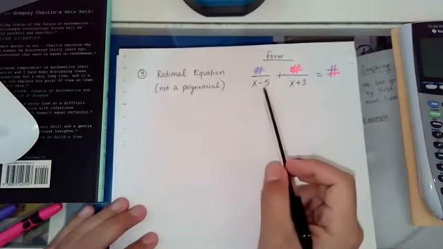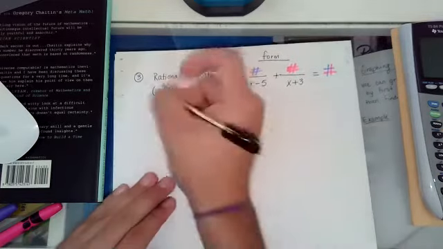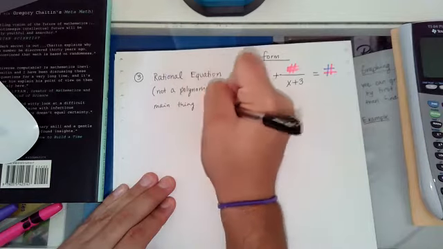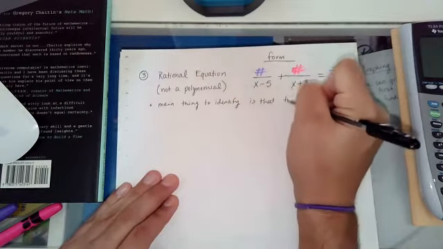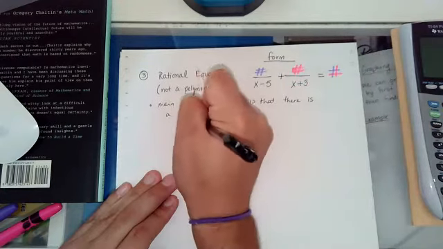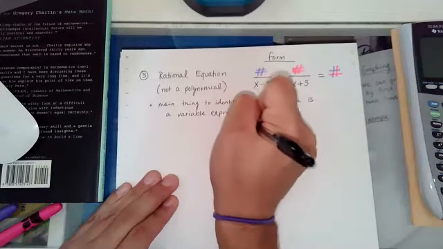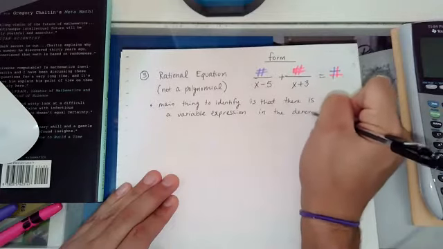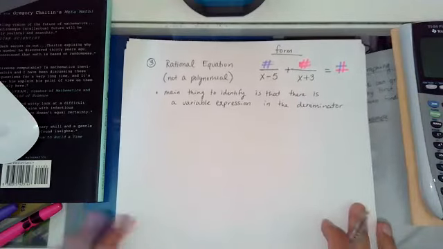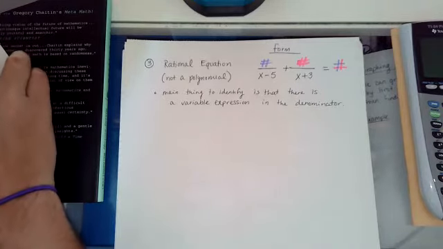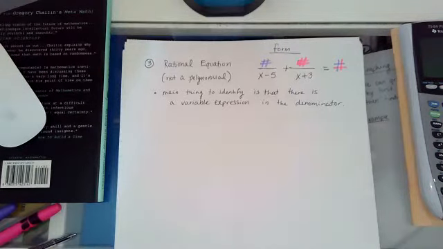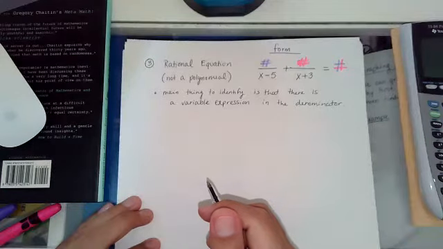So I'm trying to be very general with this because they're going to all look sort of different, but the main thing that identifies them, right, is that there is a variable expression or a polynomial expression in the denominator of one or more of the fractions.